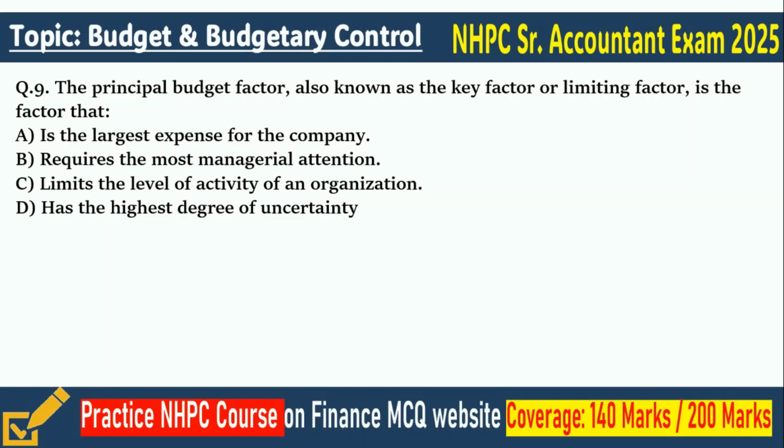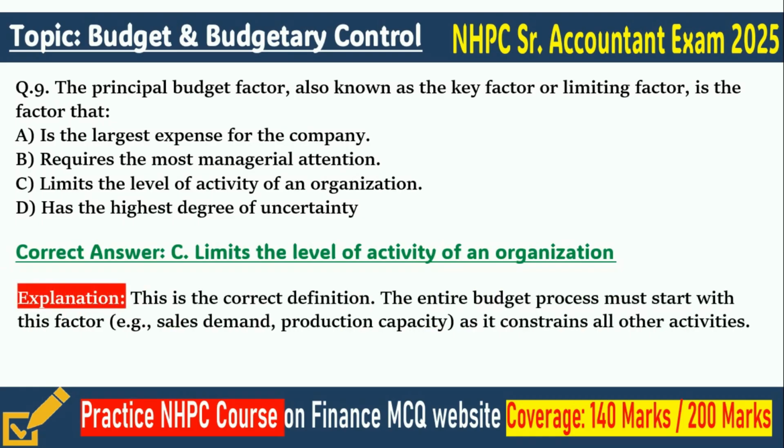So, friends, by now you should know the correct answer. The correct answer is option C, which says limits the level of activity of an organization. So, friends, this is the correct definition. The entire budget process must start with this factor. Example, sales demand, production capacity, and it constrains all other activities.